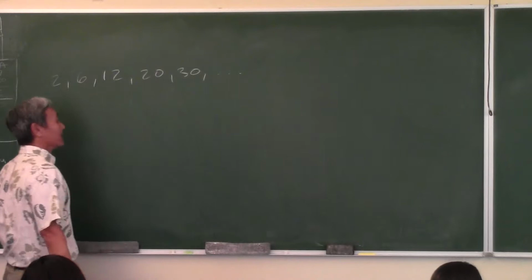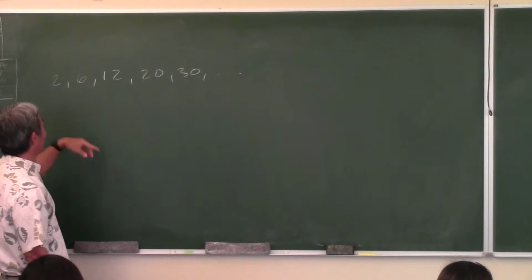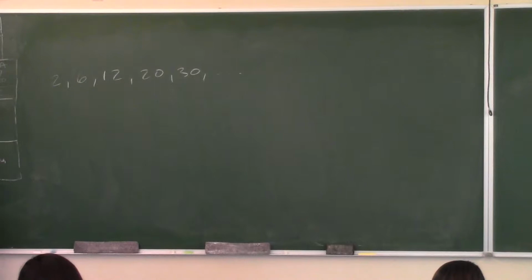I'll give you an easy one. Now, if you were in elementary school, the question would be, what would be the next term in this sequence? 4, 6, 8, 10. So what's the pattern here? Add 4, add 6, add 8, add 10, so the next one would be add 12. But we are not in elementary school anymore. The question is going to be, what is the 1,000th term? Or give me a formula for the nth term.